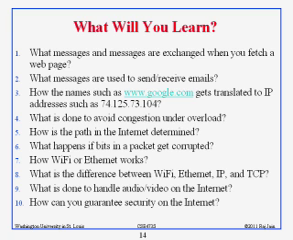What is done to avoid congestion or overload? How is the path in the internet determined? What happens if the bits get corrupted? I think we said most of it before, so it's a duplicate. How do Wi-Fi and Ethernet work? What is the difference between Wi-Fi, Ethernet, IP, and TCP? All of you have used all of that. All of you have used Wi-Fi. All of you have used Ethernet. All of you have used IP, and all of you have used TCP.